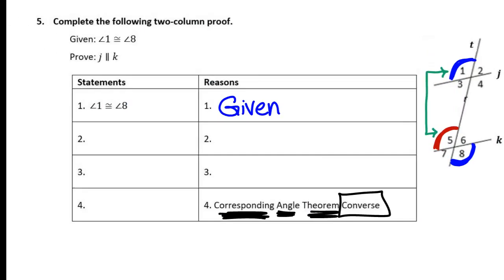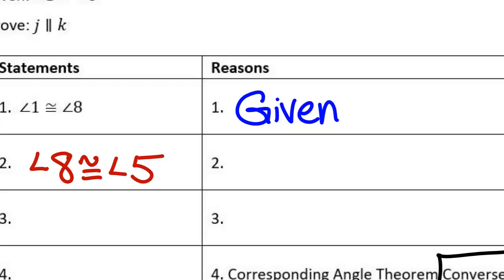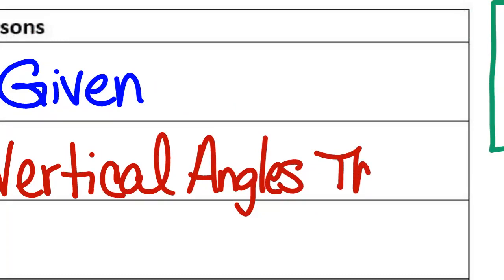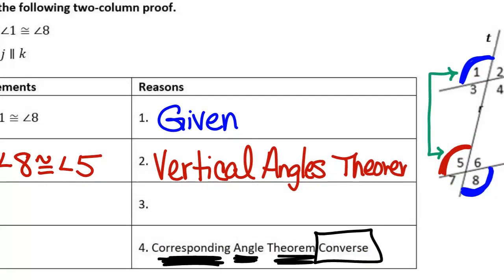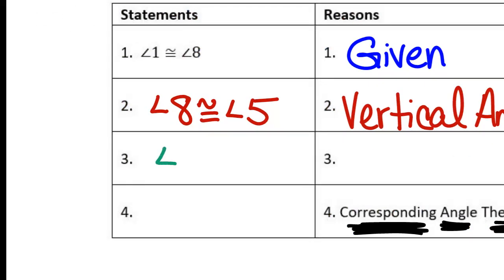All right, so let's back up a little bit. You said that 8 and 5 are the same size. Why are we allowed to say that 8 and 5 are the same size? Vertical angles theorem. All right, so if 1 is the same size as 8 and 8 is the same size as 5, what else could I say? 1 is congruent to 5. Angle 1 is congruent to angle 5.